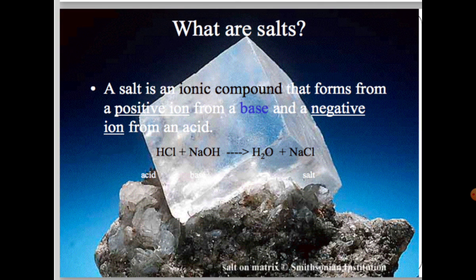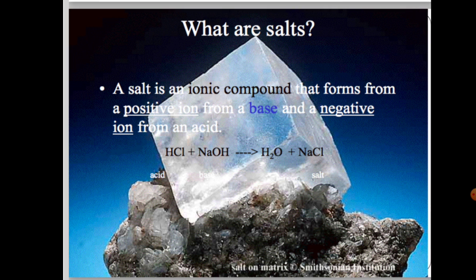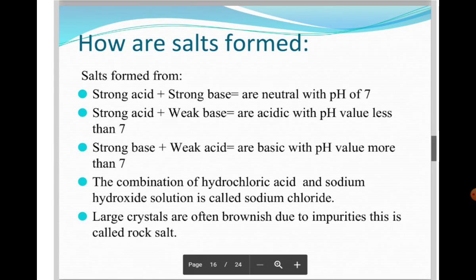What are salts? A salt is an ionic compound that forms from a positive ion from a base and a negative ion from an acid. From a base it contains the positive ion and from an acid it contains the negative ion. HCl plus NaOH gives H2O plus NaCl. Acids, bases and salts.